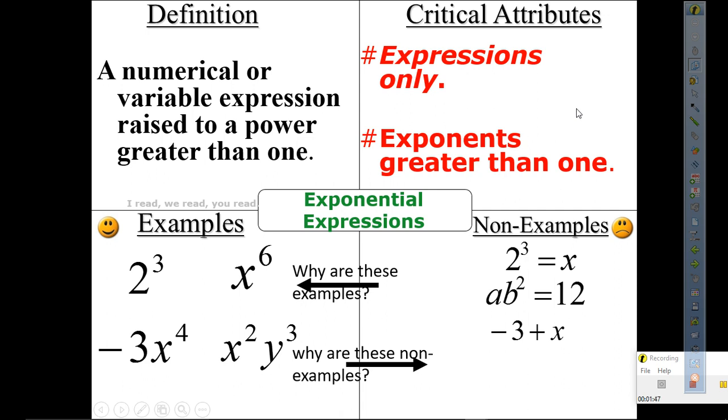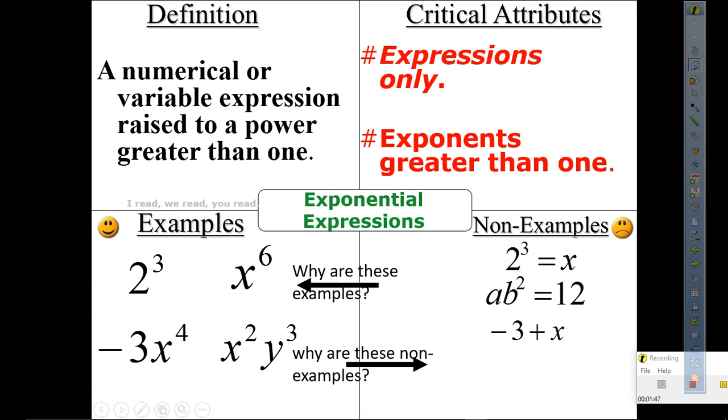Now, in regards to steps, you already have the steps from yesterday. We're not going to rewrite them just for the sake of time, but the steps are still the same. There are 3 steps. Step 1, identify if the exponential expression is a product of powers, power of a power, or power of a product. Step 2, use the appropriate property to compute. And step 3, we always simplify at the end. Okay?